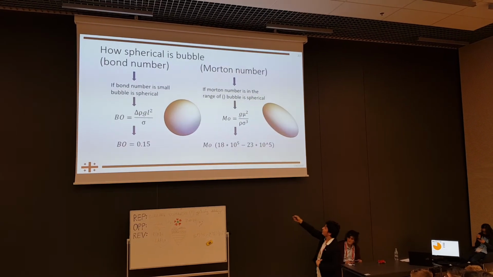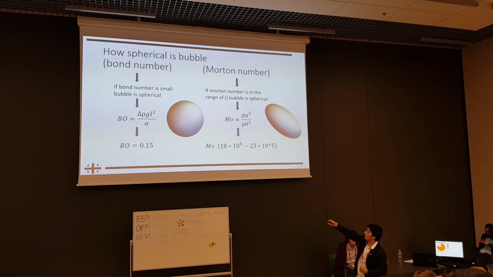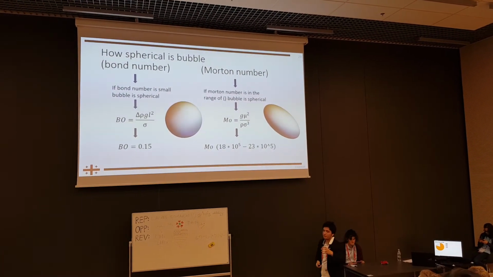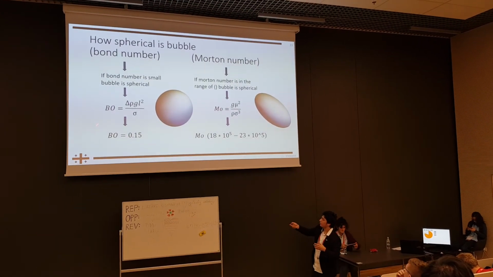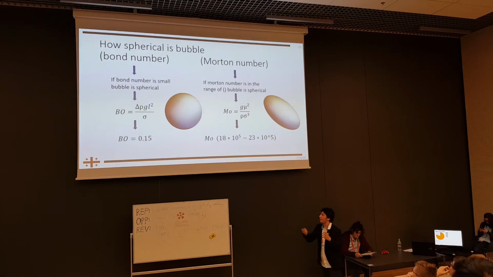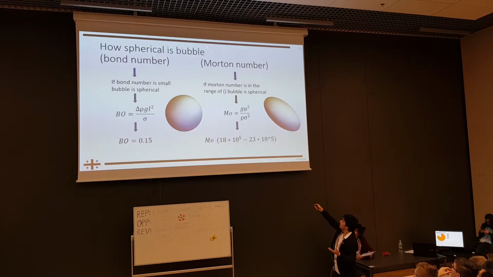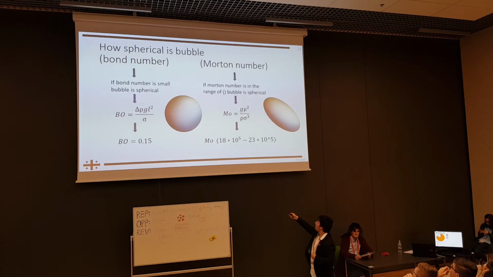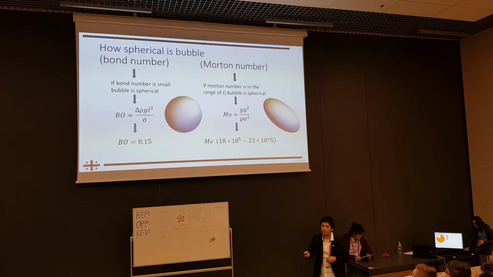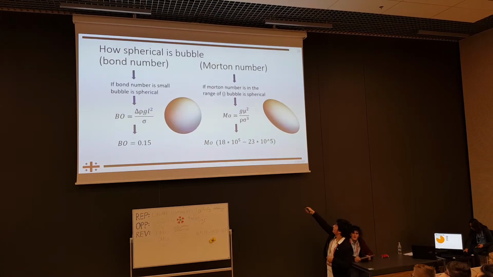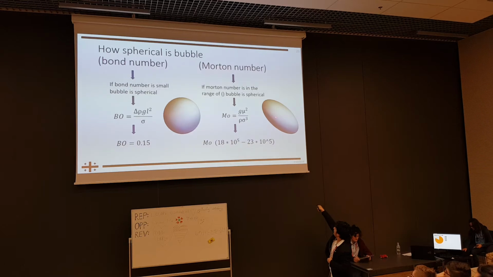Okay, and the second one is how spherical the bubble is, because the Bond number is one of the main parameters which defines whether a bubble is spherical or not, and we are allowed to say that if it's lower than 1, then it could be spherical. But a better approximation is the Morton number, because if the Morton number is in this range, then we could say that the bubble is either spherical or ellipsoidal.